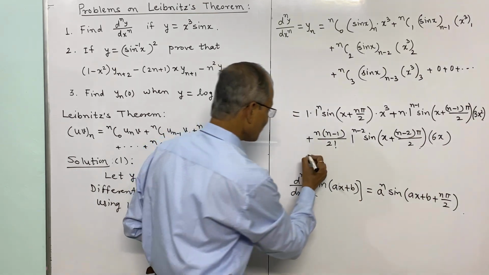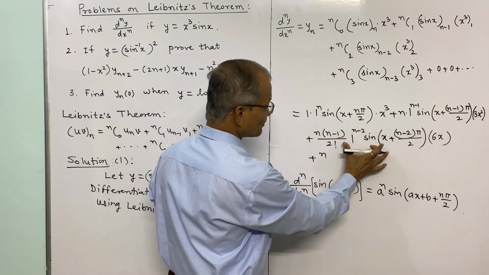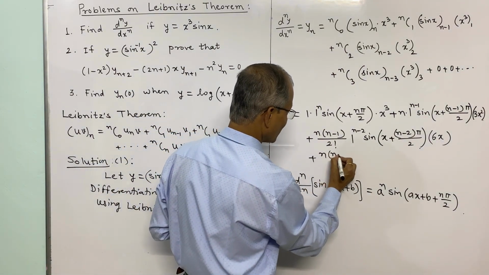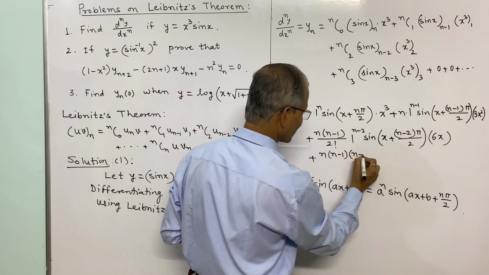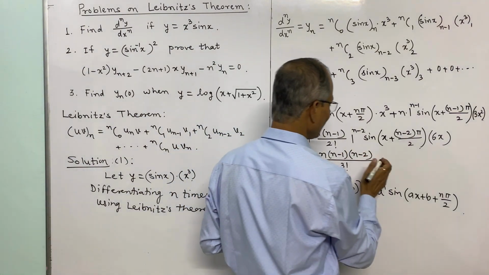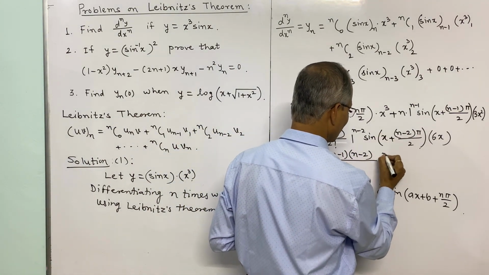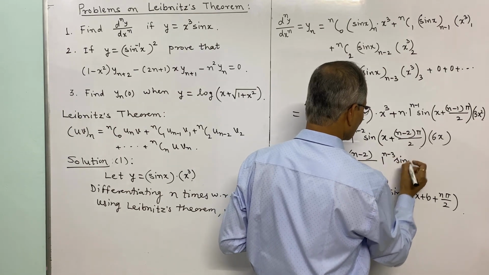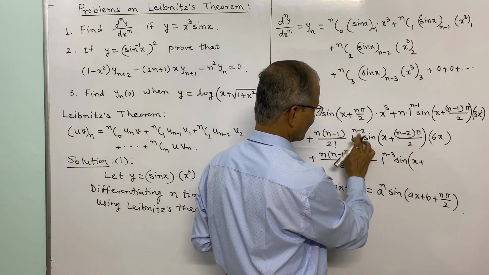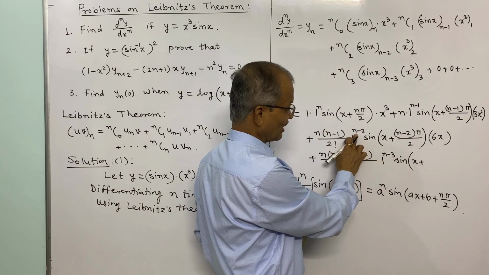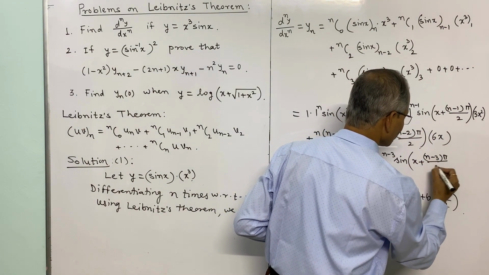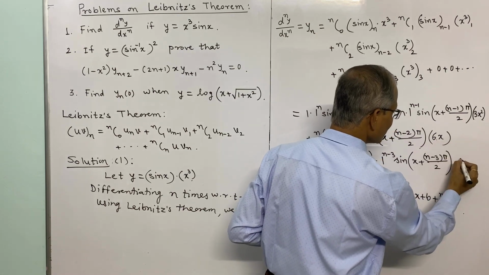Now the next term is plus the next binomial coefficient. Observing this term, we can now write the further term. The next binomial coefficient will be n into n minus 1 into n minus 2 divided by 3 factorial, and this will be 1 to the power n minus 3 sine of x plus, decrease the order of this derivative. So we are writing n minus 3 in place of n minus 2, and this is n minus 3 times pi by 2, and the derivative of this is 6.